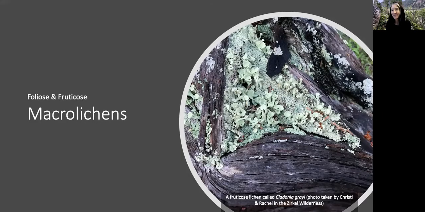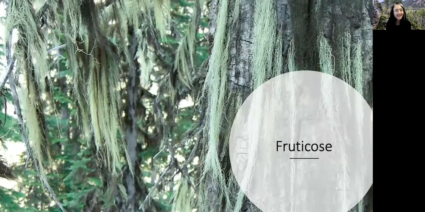Let's look now at the macro lichens, the two growth forms, foliose and fruticose. The picture here was taken by Christy and I in the Zirkel Wilderness last year. Let's begin with fruticose lichens. Fruticose lichens typically don't have a distinguishable upper and lower surface. Frequently, they have this sort of thread-like or hair-like structure.